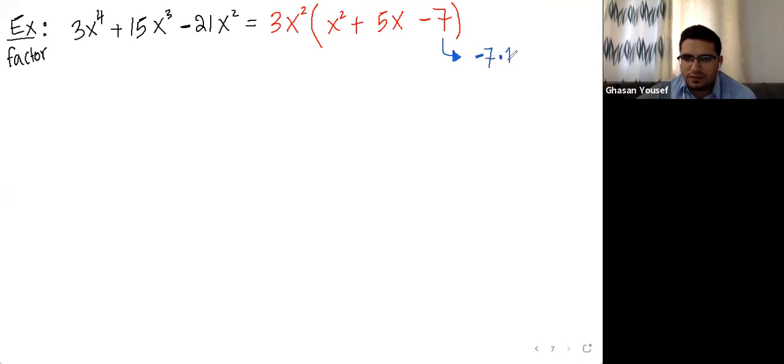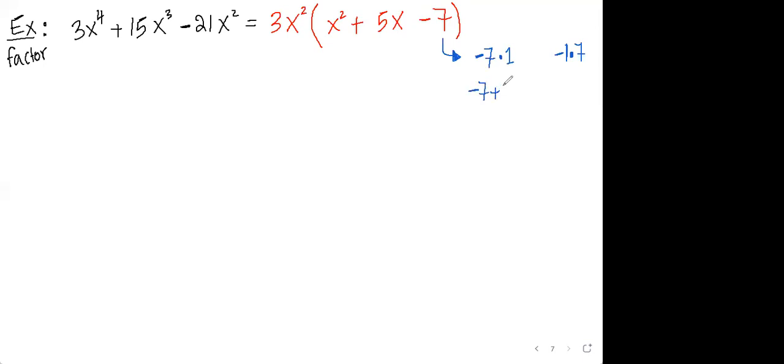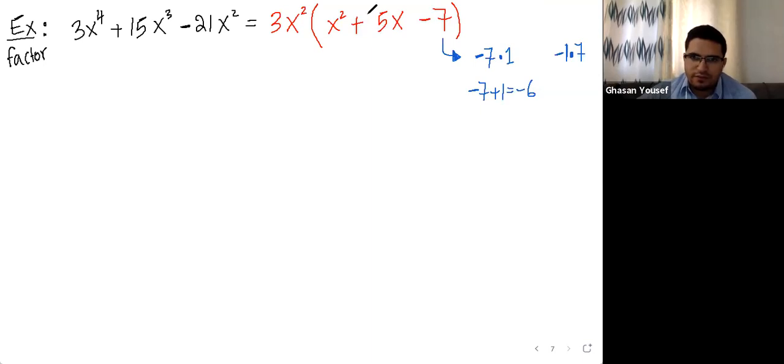What else? What about -1 times 7? What else? That's it. We don't have more. So -7 times 1 and -1 times 7. What is the summation of this? -7 plus 1 is -6. What do I have here in the middle? 5. So this will not work.